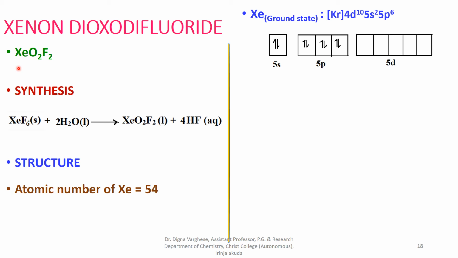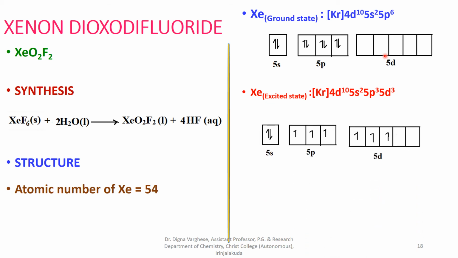Promotion of an electron each from 5p orbitals into 3 of the vacant 5d orbitals takes place, which gives an excited state configuration like this: 5s2 5p3 5d3.